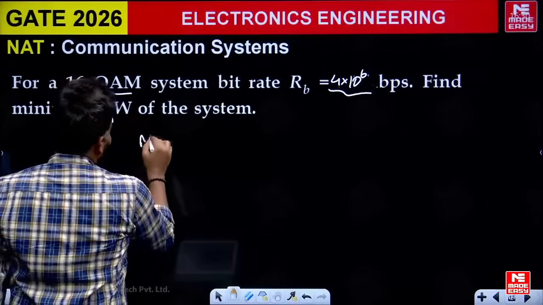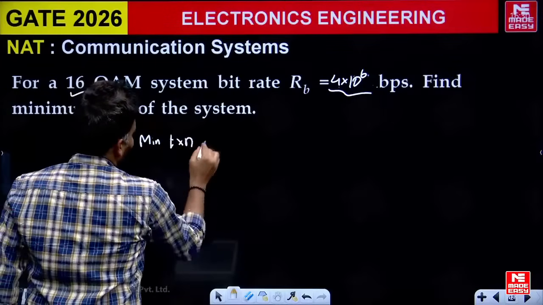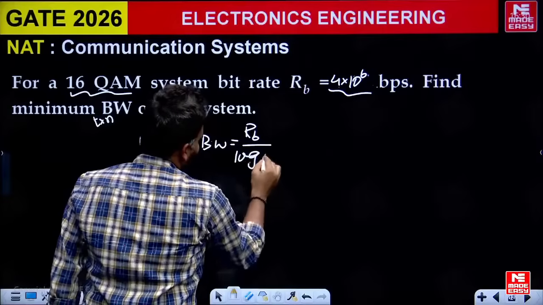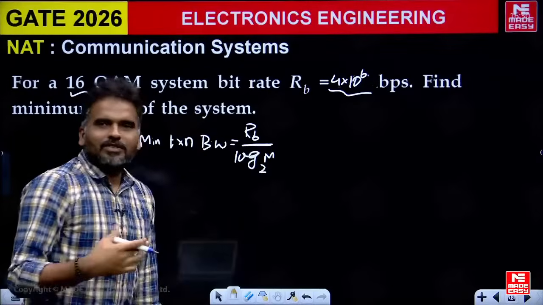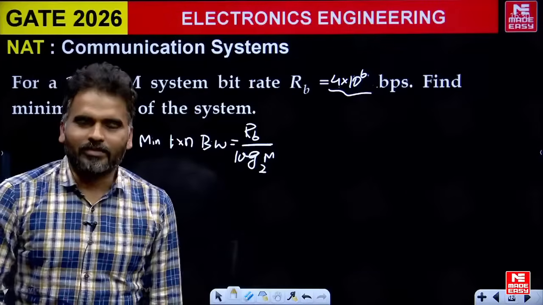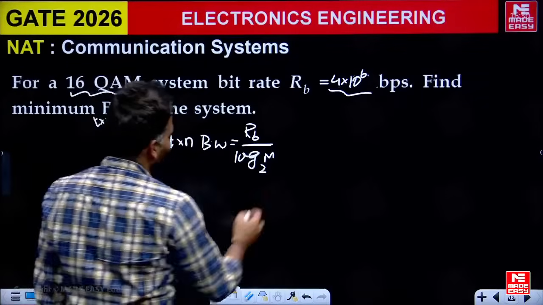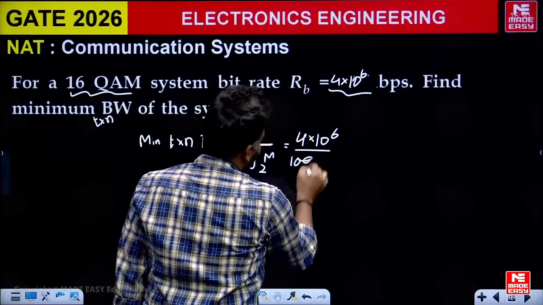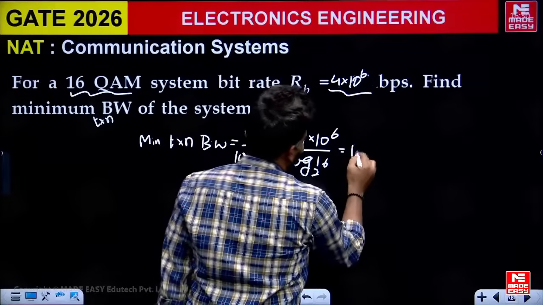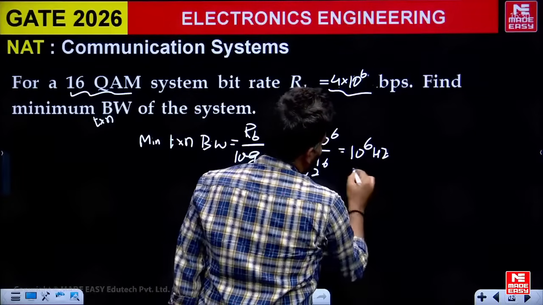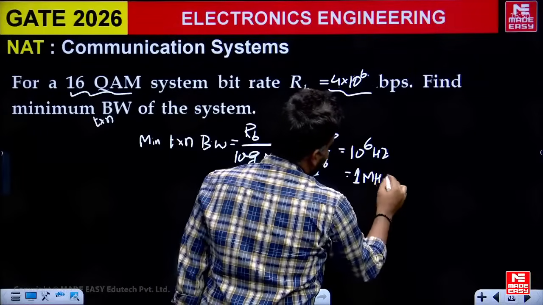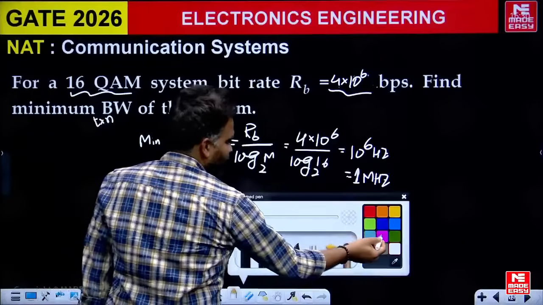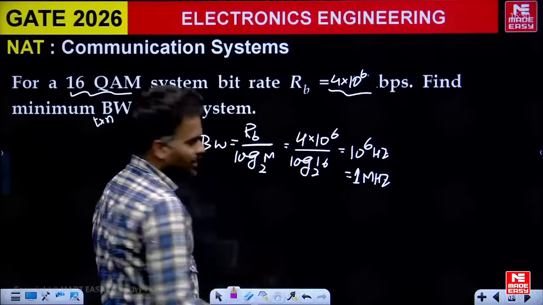So the minimum transmission bandwidth is Rb upon log M base 2. The bandwidth of M-ary PSK and M-ary QAM will be the same. That minimum bandwidth will be Rb upon log M base 2. So Rb is given as 4 into 10 power 6, and this is log 16 base 2, so the result is 10 power 6 hertz. This will be 1 megahertz. If the question asks for the minimum transmission bandwidth in megahertz only, then 1 will be the answer.